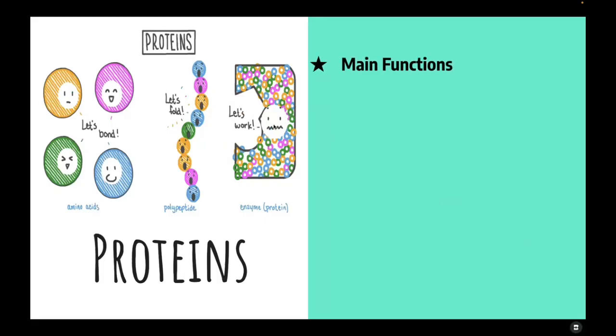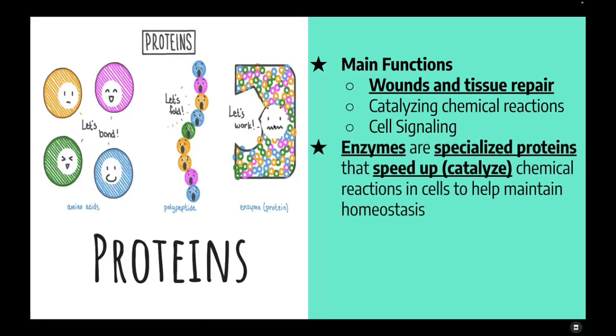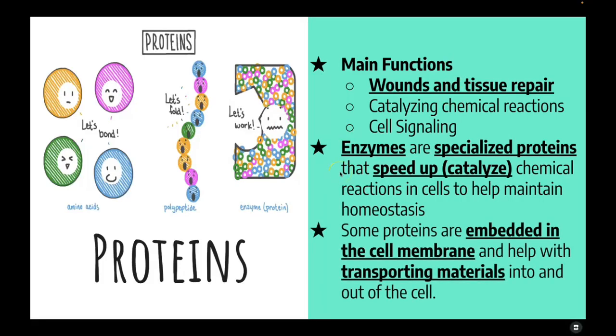The main functions of proteins are wound and tissue repair, and to catalyze, so to speed up chemical reactions. Remember, enzymes do that, and they are a type of protein. Proteins also function in cell signaling, sending messages across our cells. Enzymes are specialized proteins that speed up and catalyze reactions. We talked about that a little in the other video. Some proteins are embedded in the cell membrane and help with transporting materials into and out of the cell.